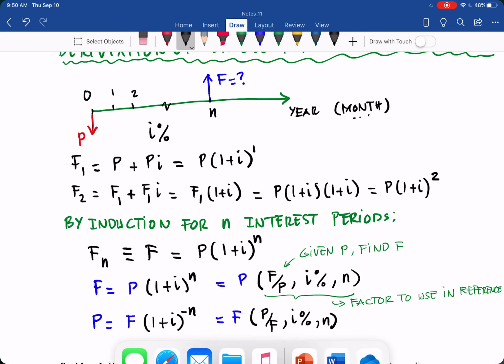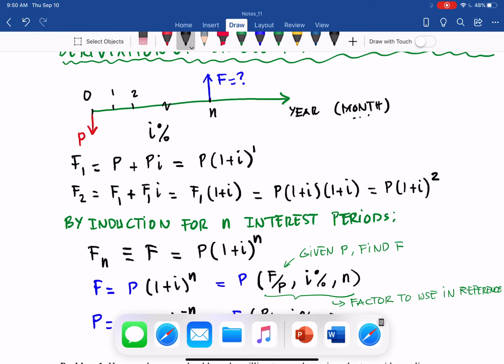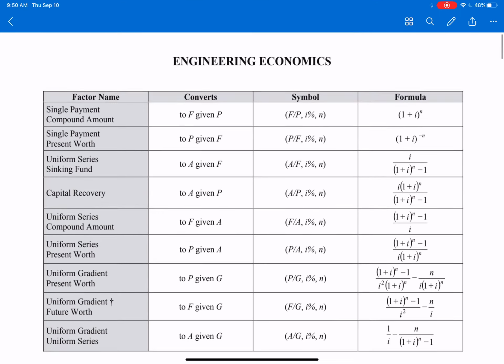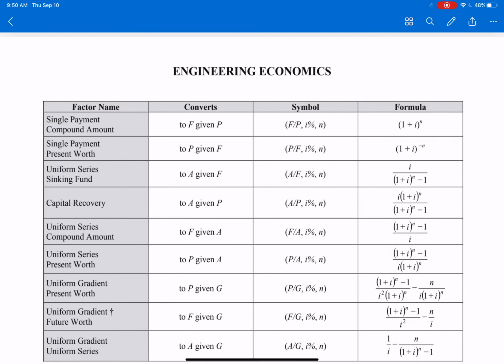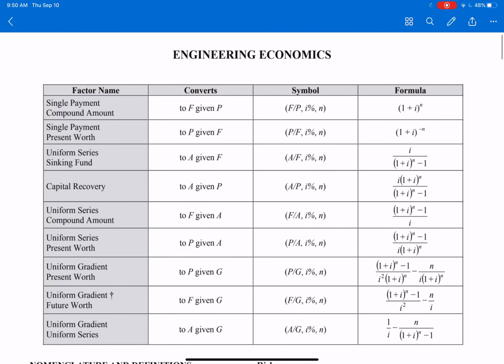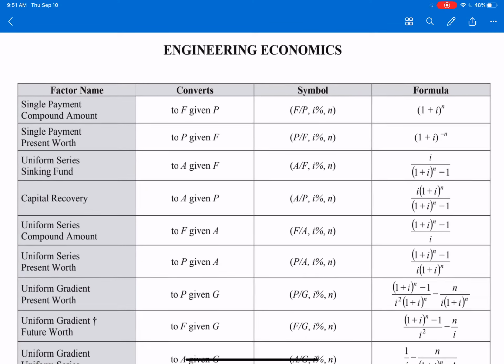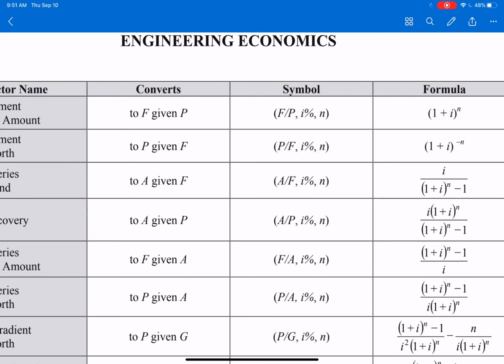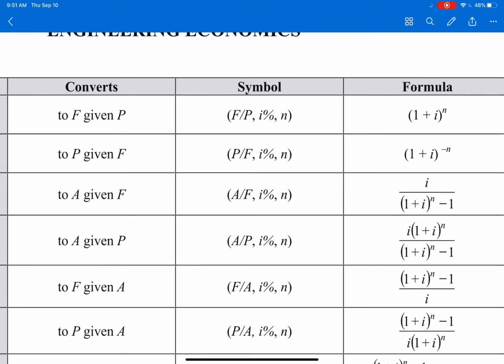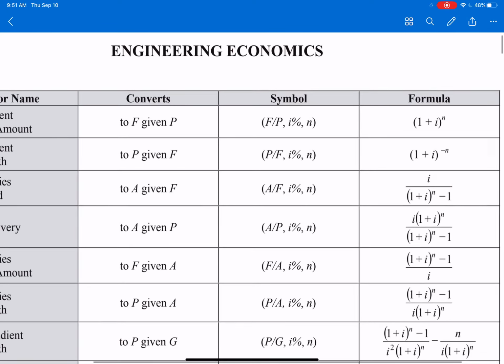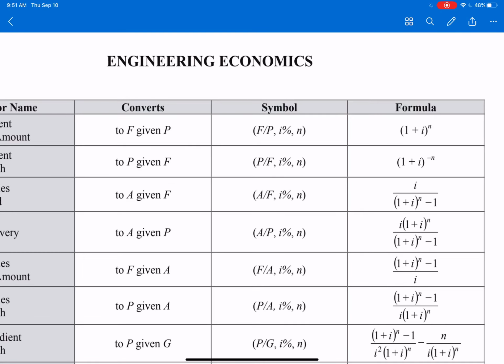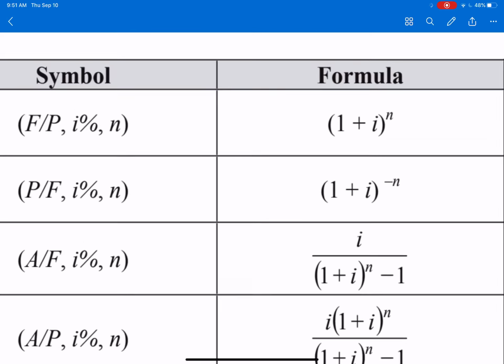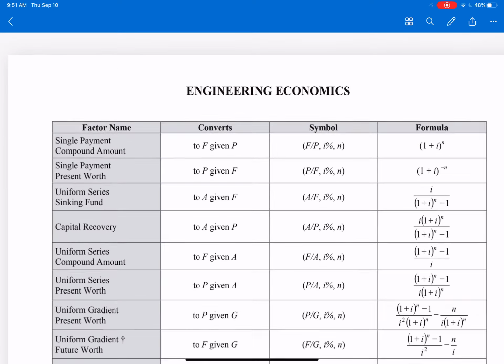So what does that mean? Let's go to the reference that we have here, the FE reference that you will take for the FE, and I use that for exam 2 reference, available on Canvas. Given P, find F, so we have F over P, I percent n, and the equation is (1 plus i) to the power n. Given F, find P, then P over F, I percent n, or the equation is (1 plus i) to the power negative n. So that is the first two.